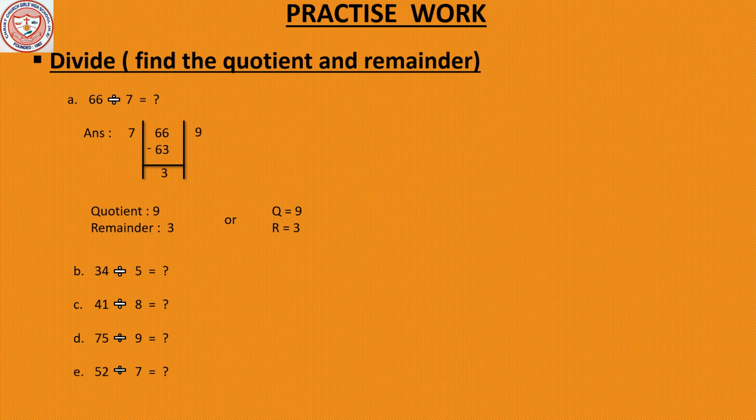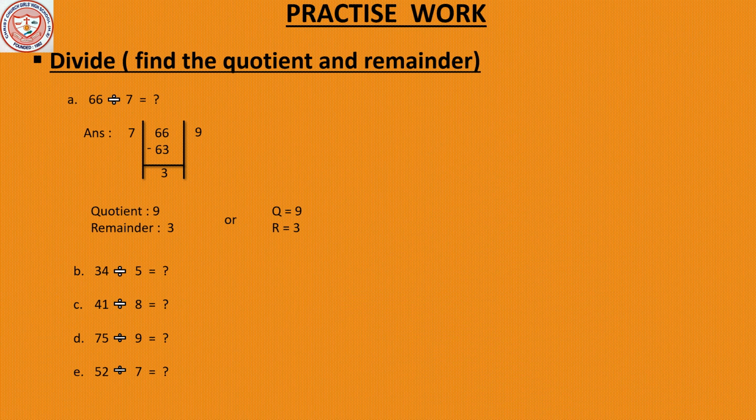Divide. Find the quotient and remainder. Again 1 is done for you. Look. 66 divided by 7. First, you have to put the numbers like this.